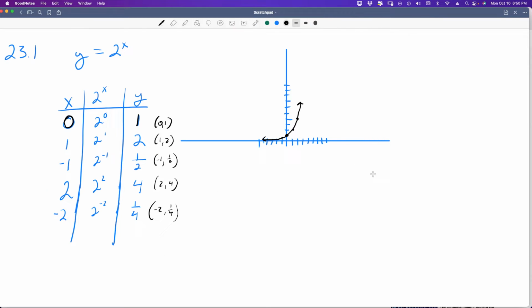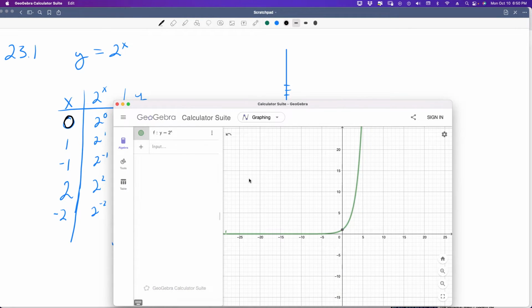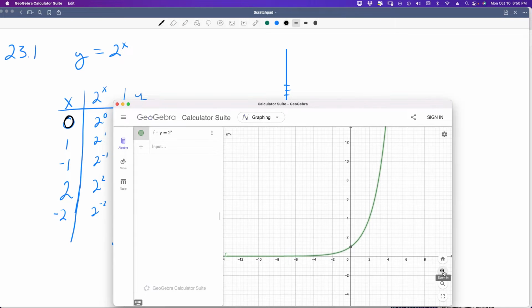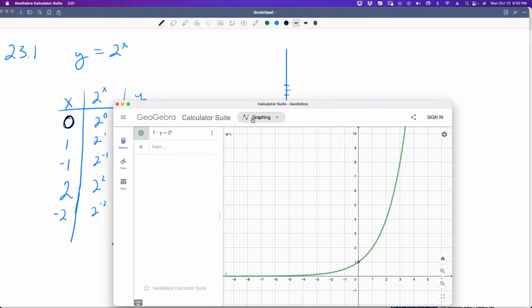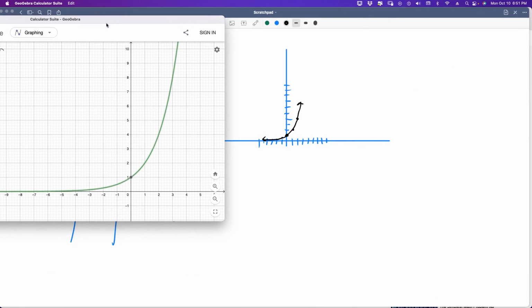So let's go through, that was 23.1. I want to check that on the Geogebra. So I've already got it typed in, y is equal to 2 to the x power. And if you look very closely, we can see that what we drew up in our graph is equal to what is here. Again, 0, 1 is the y-intercept every single time. And then we have those points. Here we have 1, 2, right?